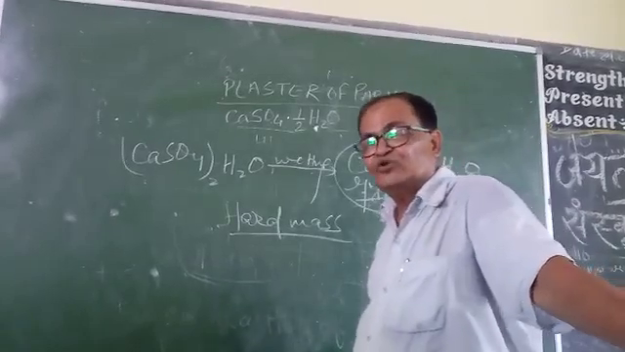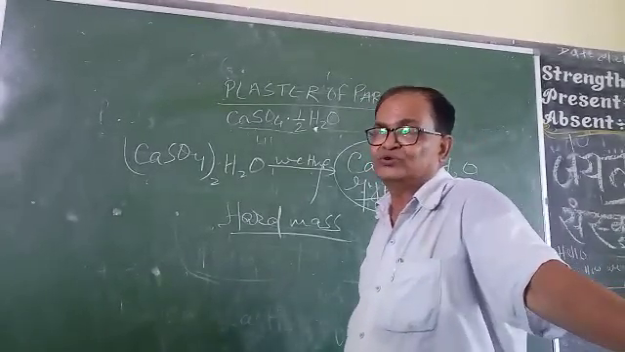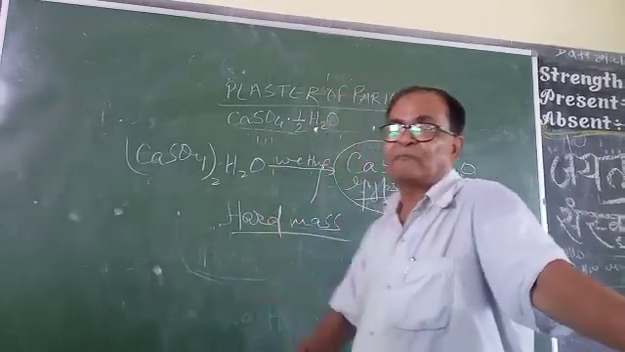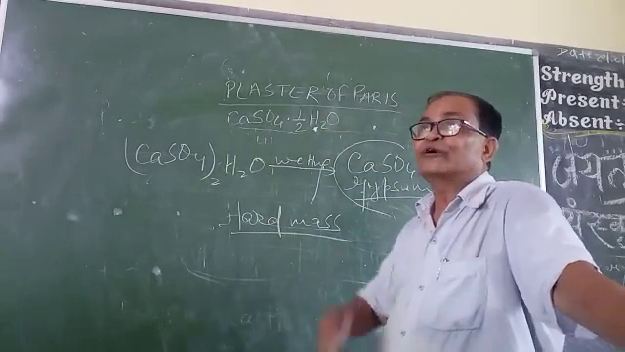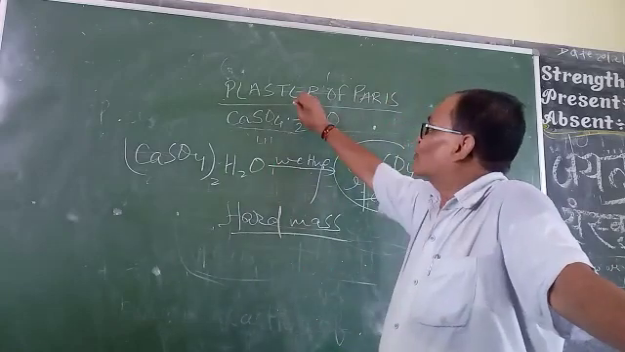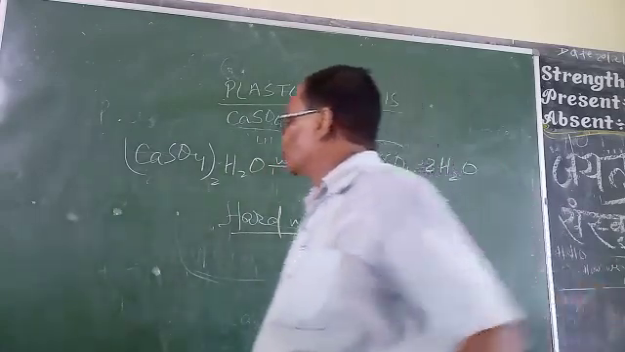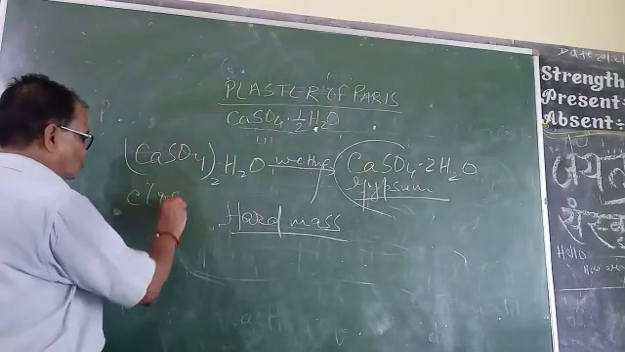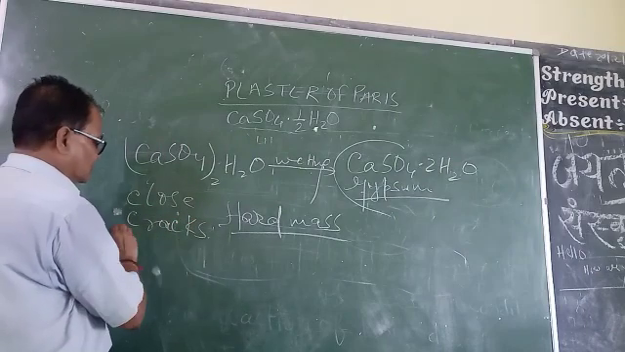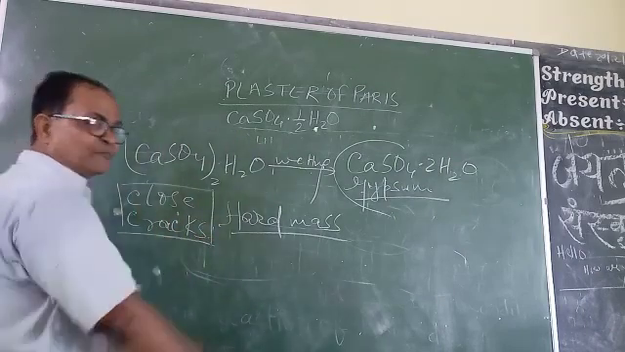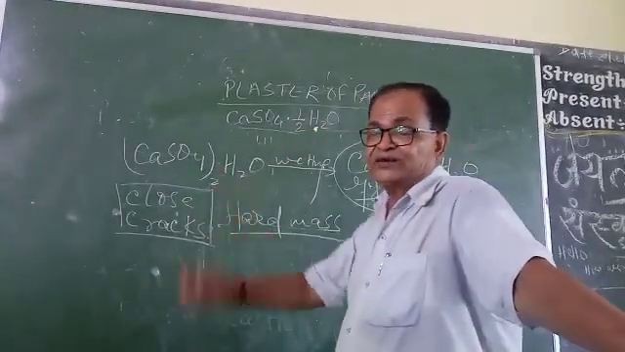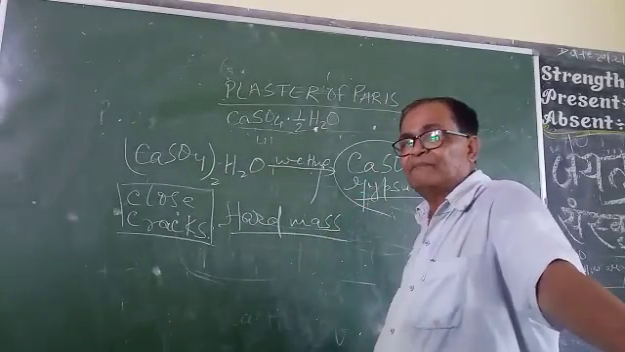Plaster of Paris is also used for making statues, toys, and various types of patterns and designs to decorate houses, buildings, and so on. Plaster of Paris is also used to close small cracks in walls, buildings, utensils, and apparatus in the chemical lab.